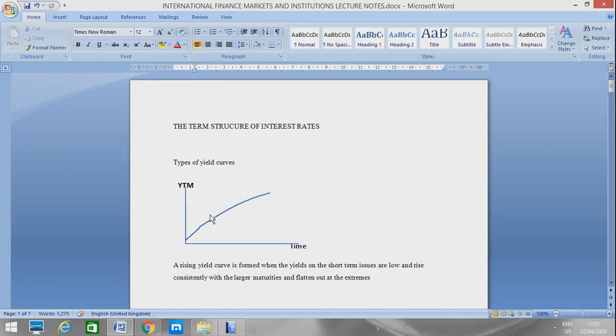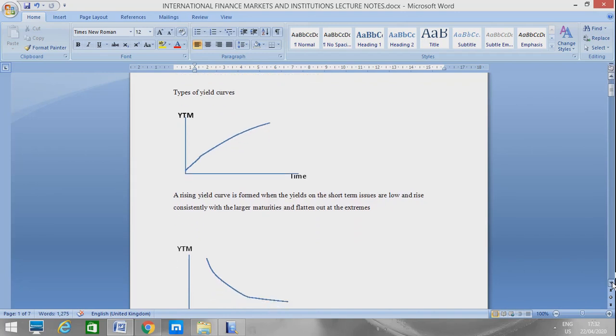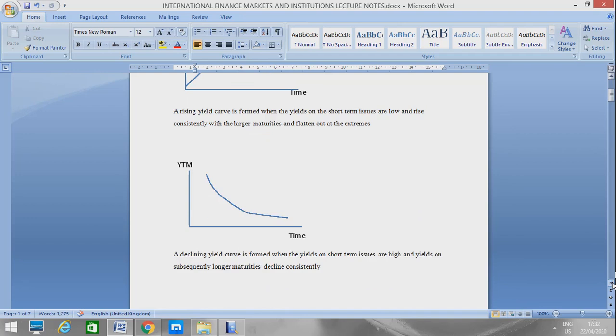Let us look at the types of yield curves that we have. I have three types here with me. The first one is a rising yield curve. This one is formed when yields on the short-term issues are low, and they then rise consistently with the larger maturities. The second one, a declining yield curve, is formed when the yields on short term are high, and yields on subsequently longer maturities decline consistently. The third one, a flat curve, has approximately equal yields on short-term and long-term issues.